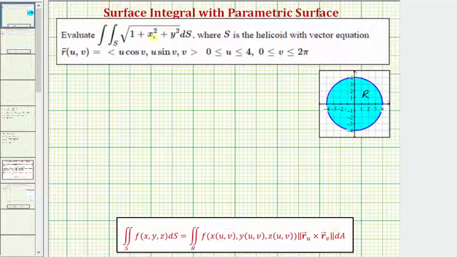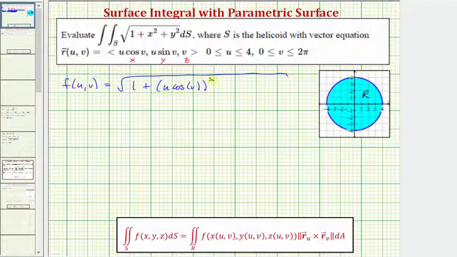Let's first write the integrand function as a function of u and v. We're looking at r of u comma v, x equals u cosine v, y equals u sine v, and z equals v. So f of u comma v would be the square root of the quantity 1 plus x squared, which would be the square of u cosine v, plus y squared, which would be the square of u sine v.